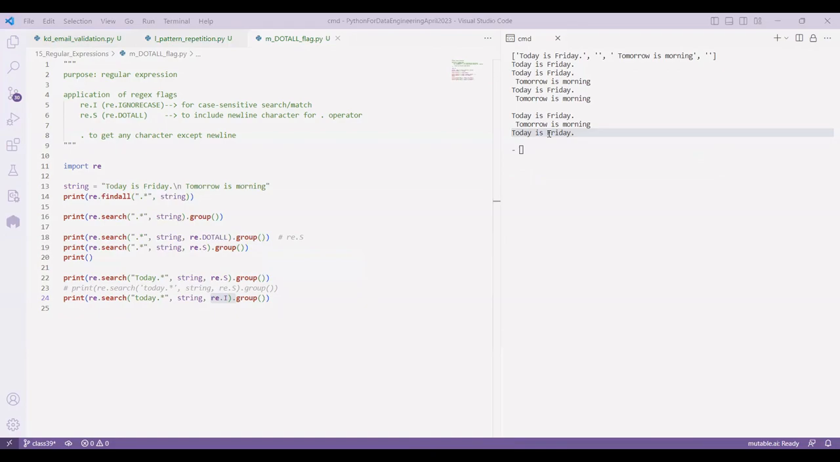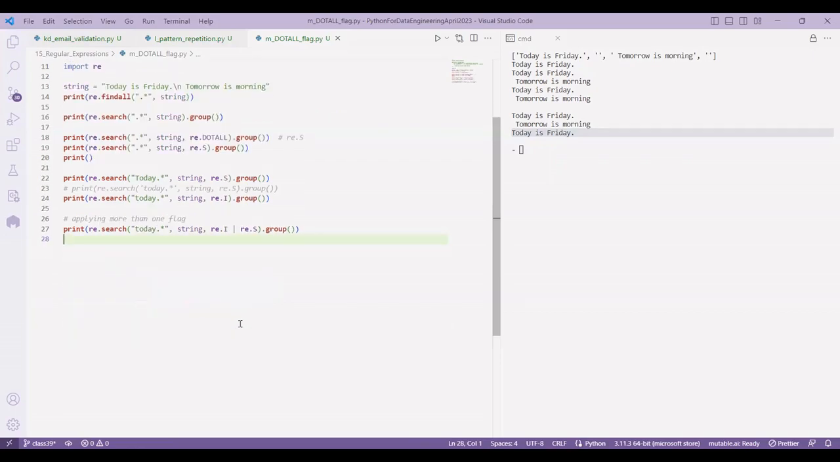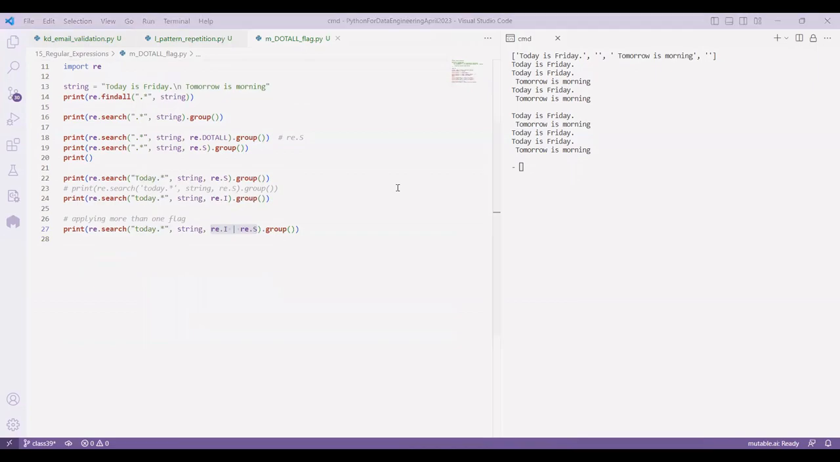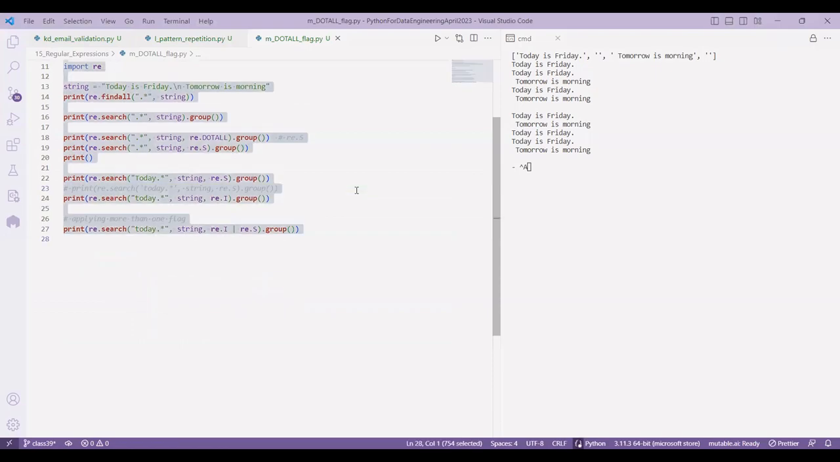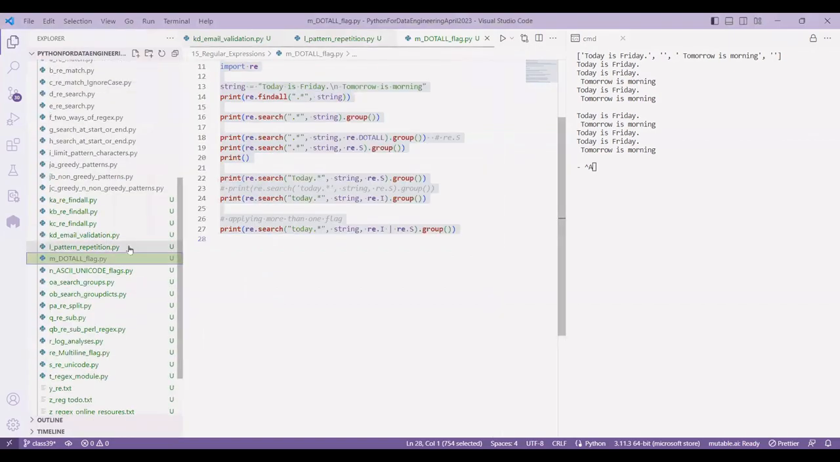So if you want to apply more than one flag, in this particular case, both ignore case and dot all, you can go like this. Whenever you have multiple flags, you can use a pipe operator to pass all the flags. So like this, in future you can use multiple flags, whichever flags you get. These are a few flags I told. Next, not only these flags, but down the line there are more; I will quickly show them rather than discussing much.